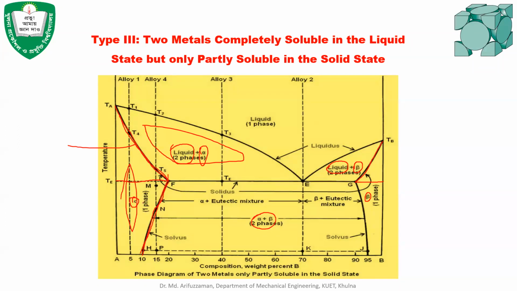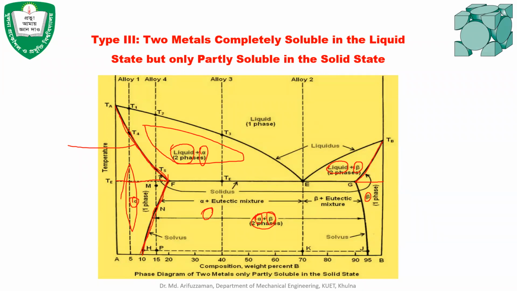Even though alpha contains element B, you can treat it as a single phase because those crystals will have a different appearance in the microstructure compared to these elements. So this is a different phase. Okay, and also beta is a different phase. So alpha and beta are different phases.